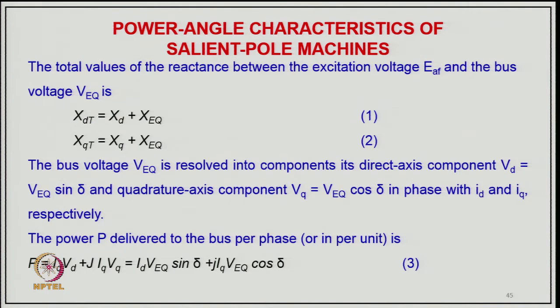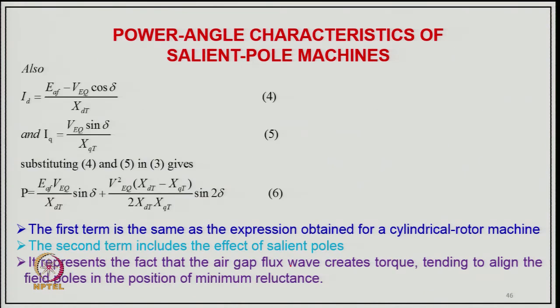The power delivered to the bus will be P equal to IdVd plus IqVq, that is Id Vq sin delta plus Iq Vq cos delta. From here we can get Id value (Ef minus Vq cos delta) upon Xdt, and Iq will be Vq sin delta upon Xqt. Putting the value here, P will be Ef Vq upon Xdt sin delta plus Vq square (Xdt minus Xqt) divided by 2 Xdt Xqt sin 2 delta. So here you have two terms, one excitation power, another is your saliency power.